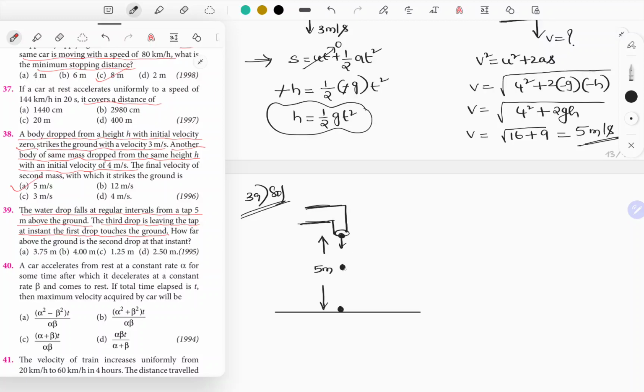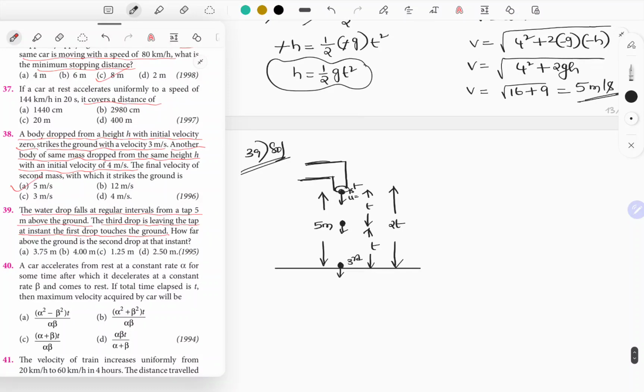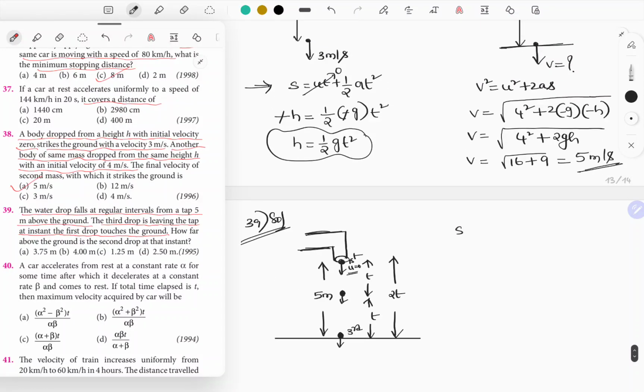Super. So it means how many drops are released by this time? There are three drops. So this is the third drop and this is the first drop. The time interval between all these drops is going to be the same. They are falling at regular intervals. So what is the total time taken by the first drop to reach the ground here? It is going to be 2 times t. Use s is equal to ut plus half at square. They are dropping, right? So initial velocity is equal to 0. This is for the first drop.